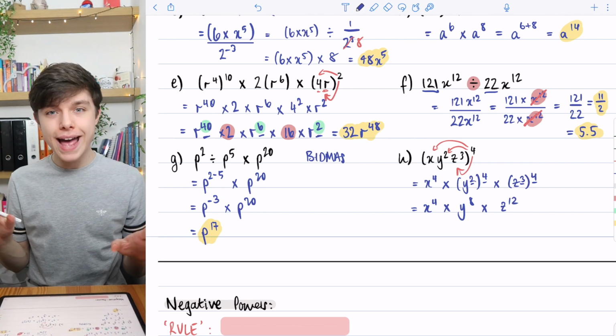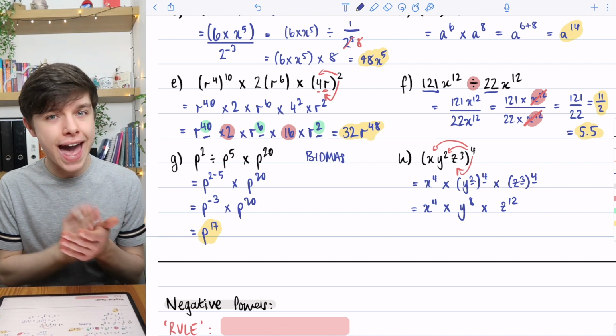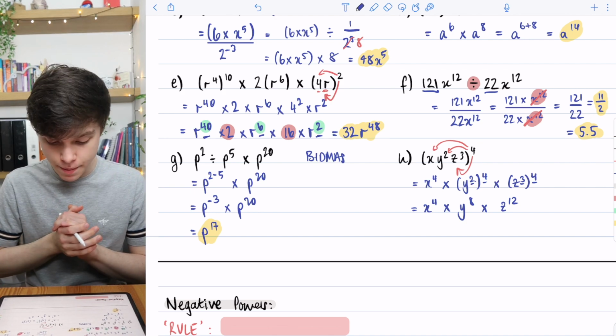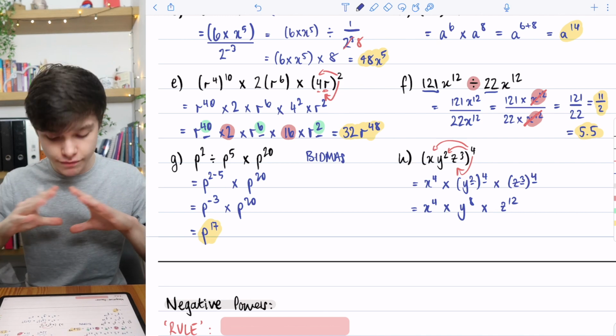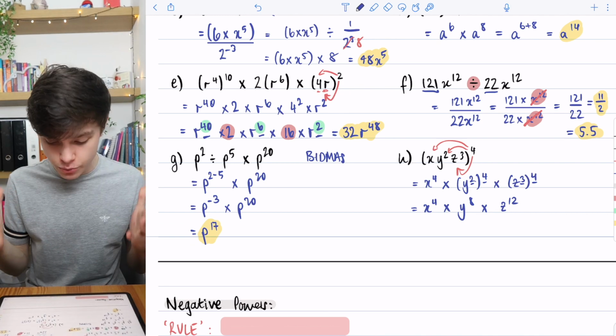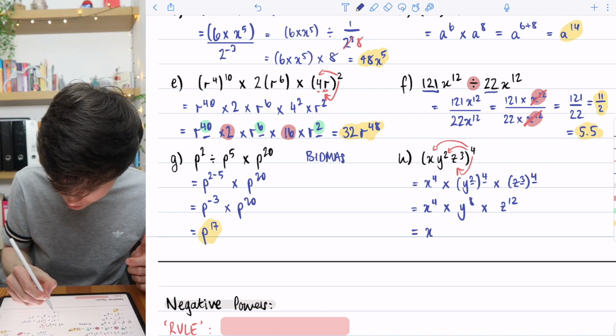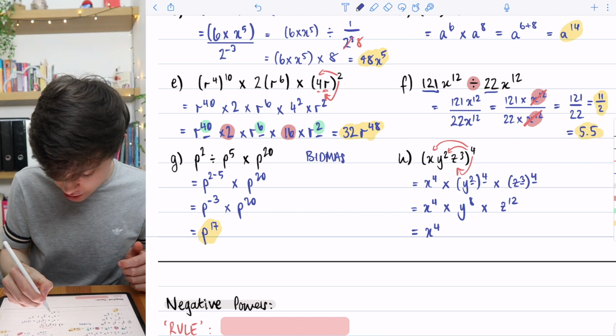Now, nowhere in this example did I specify that x and y and z were the same. They are different letters, different variables, so we can't do anything with that. The only thing we can do is get rid of the multiplication sign.